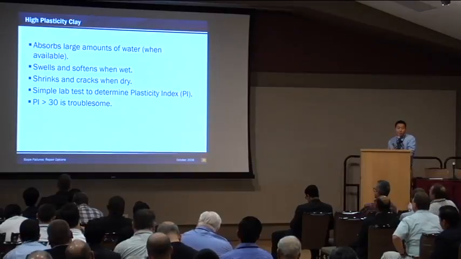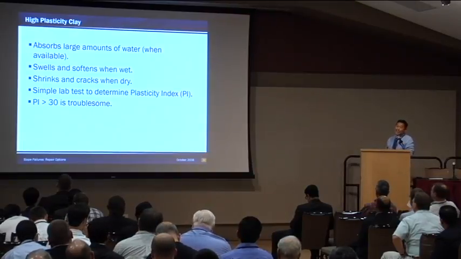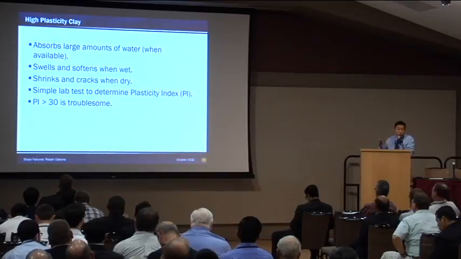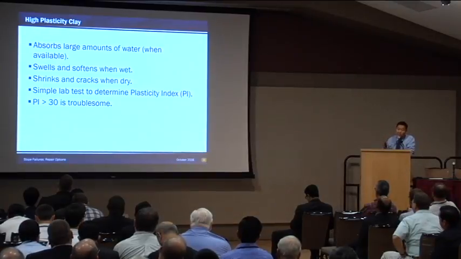Any embankment material with a PI higher than 30 can be trouble. It depends on the source of the water or the slope. But there is a high potential that the embankment may fail.